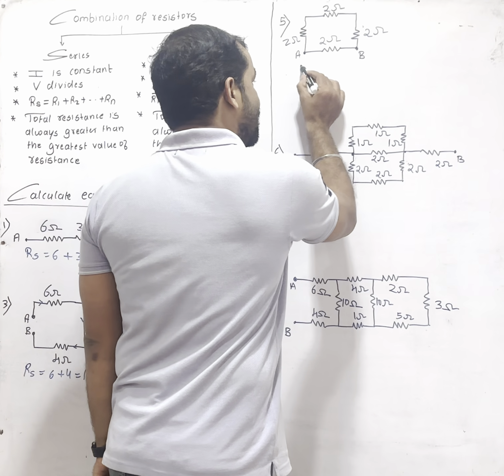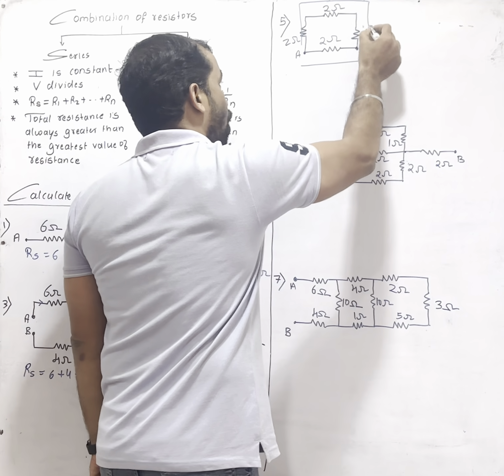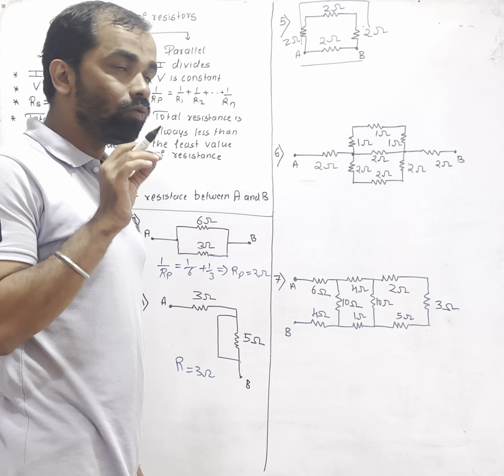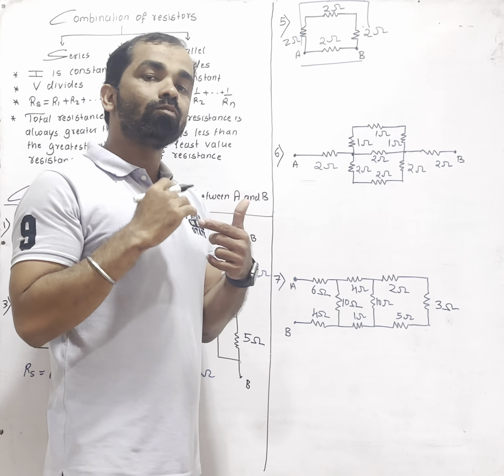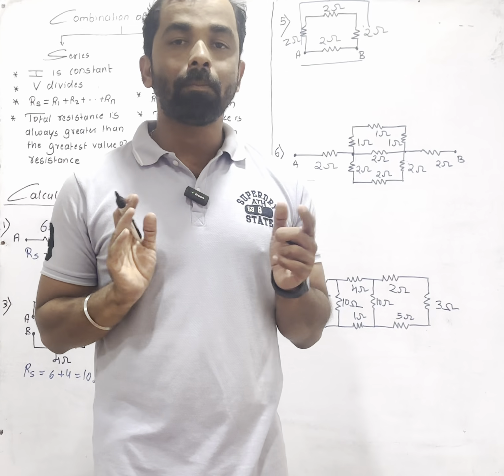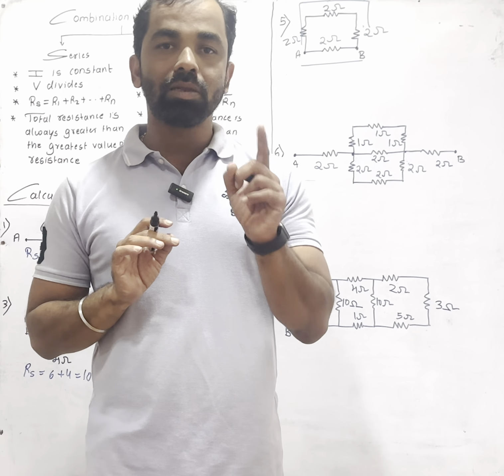So I can go directly like this from A to B, or I can go through the long cut. Okay, that means I have two ways of going from A to B, and whenever I have more than one path, these paths are in parallel. Remember this. Whenever we have choices, they are always in parallel.